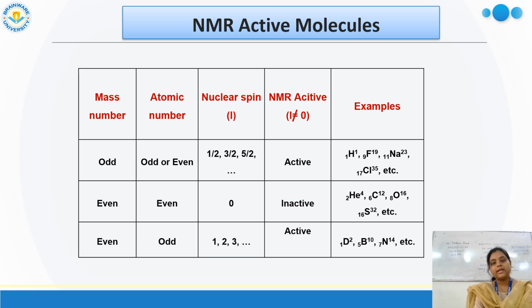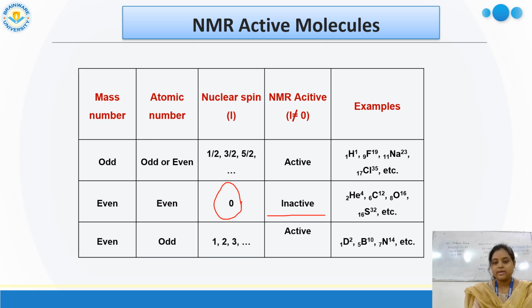Now, who will give the NMR? Are all molecules NMR active? So this is the answer. The spin angular quantum number, I, capital I. If it is zero, then that atom or that molecule will be NMR inactive.